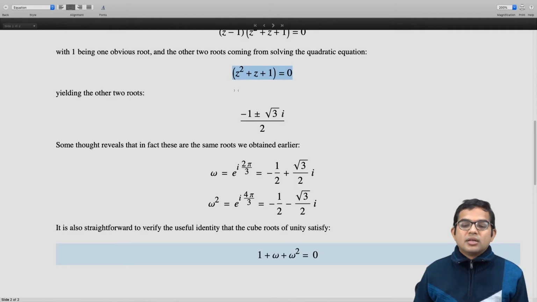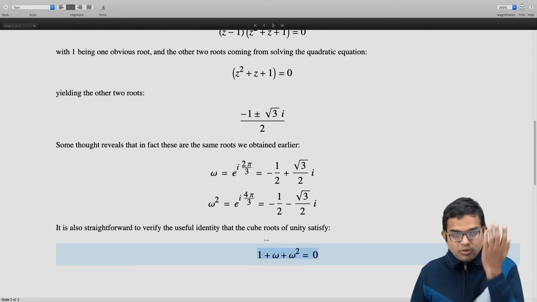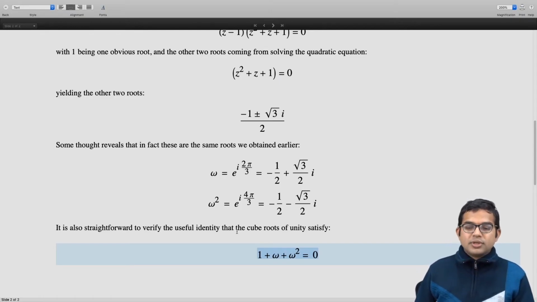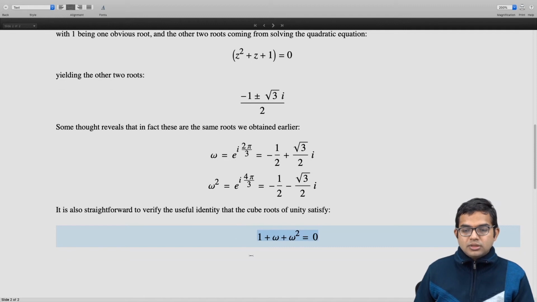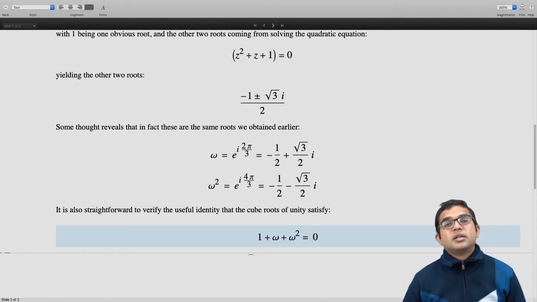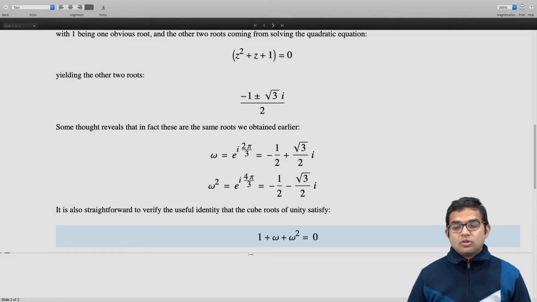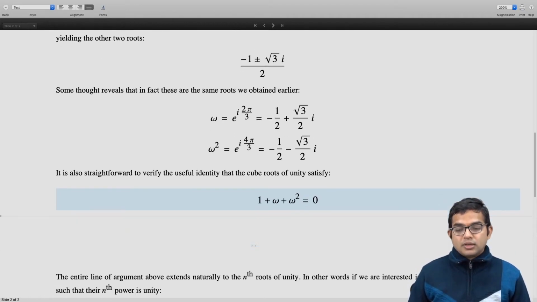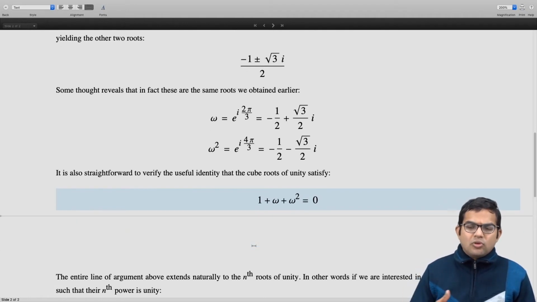So that's why you get really the same identity. So the cube roots of unity satisfy this identity, 1 plus omega plus omega squared equal to 0. Now, in fact, all we have done so far can be generalized to the nth roots of unity. So this whole argument follows through.